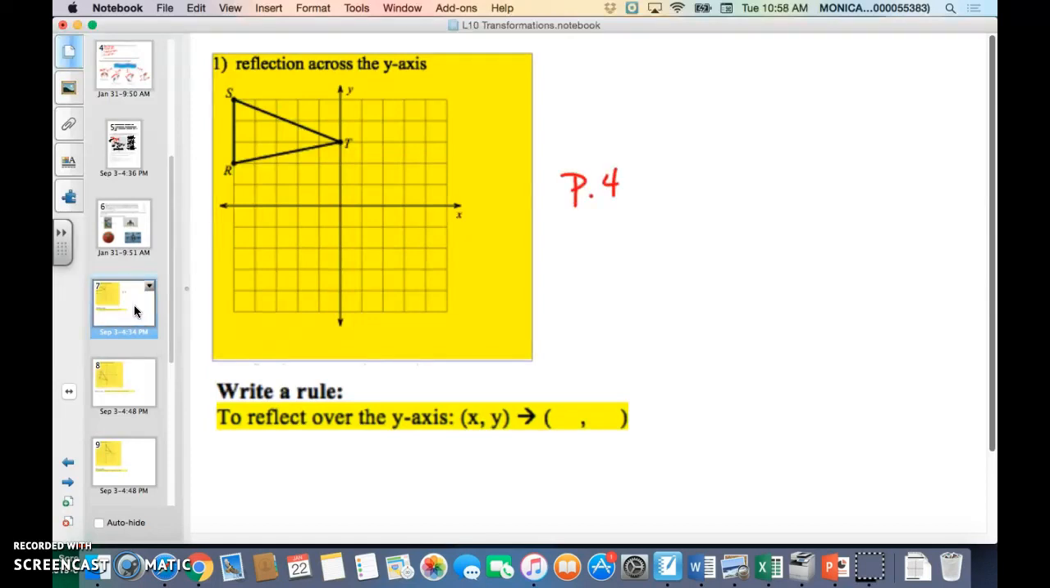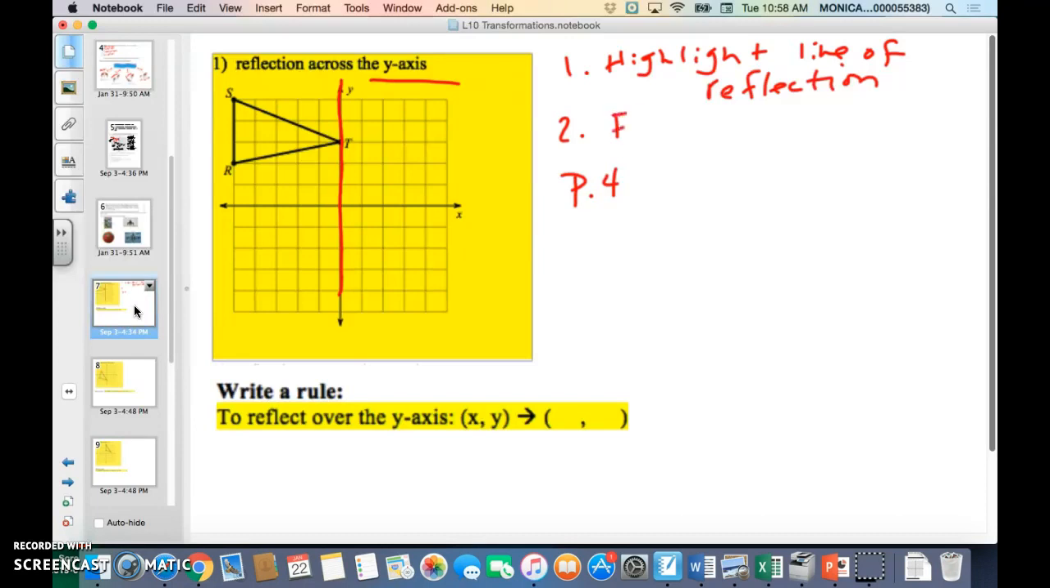So we're going to discover the rule. So it says a reflection across the y-axis. Well, the first thing I would always do is highlight the line of reflection. So in this case, I'm going to highlight the y-axis because it says y-axis.